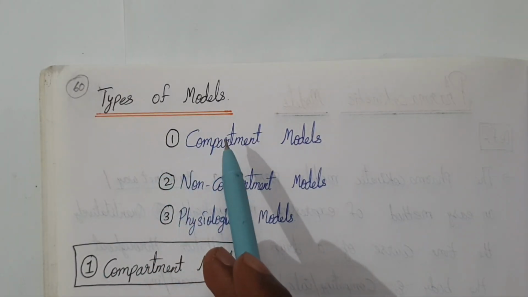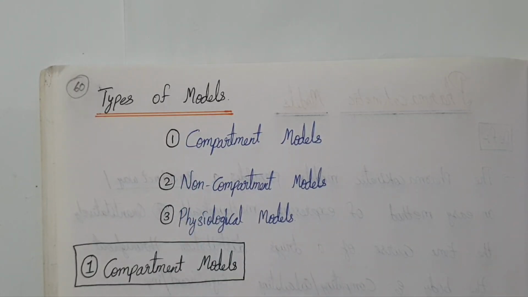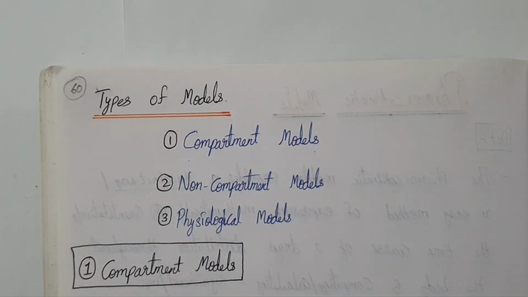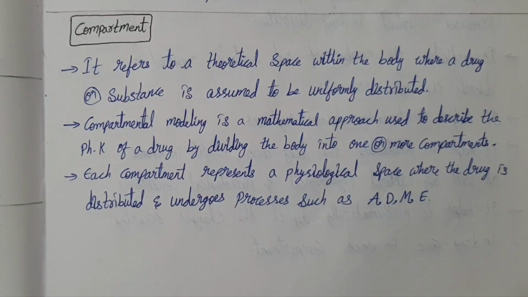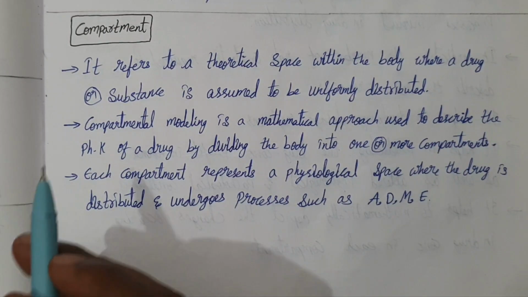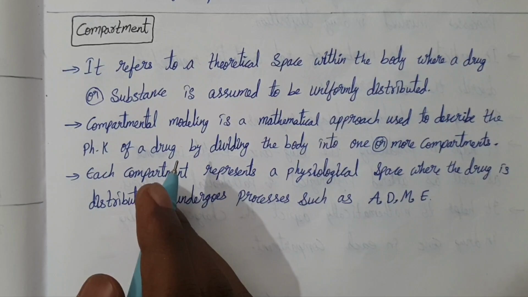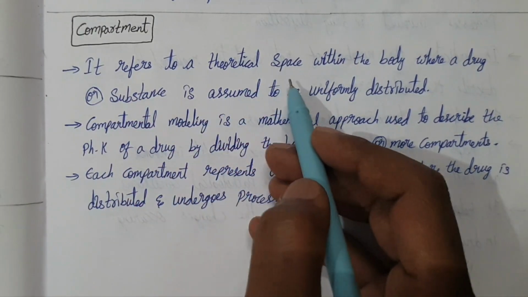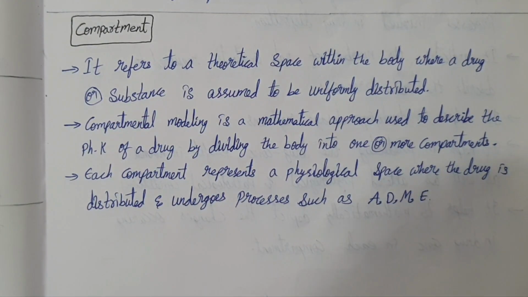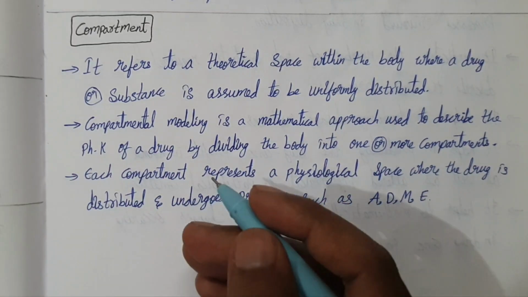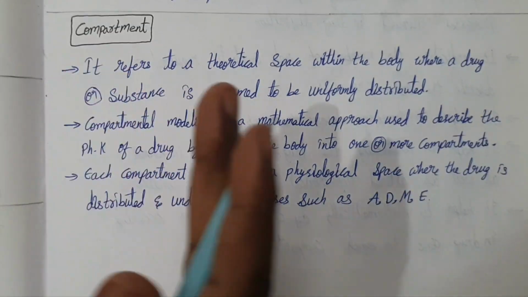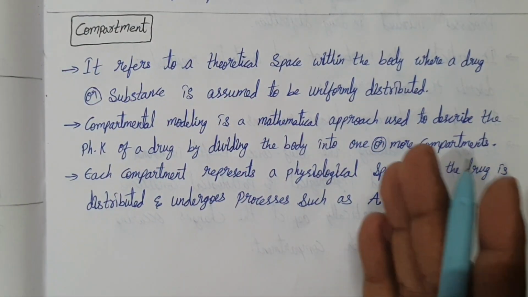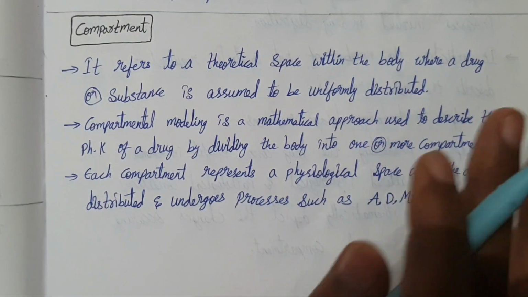So there are three main types of pharmacokinetic models. First one is the compartment model, second one is the non-compartment model, then lastly we have the physiological model. Before going to the compartmental model, let's see what we mean by compartment. A compartment is a theoretical space in the body where the drug is assumed to be evenly distributed.